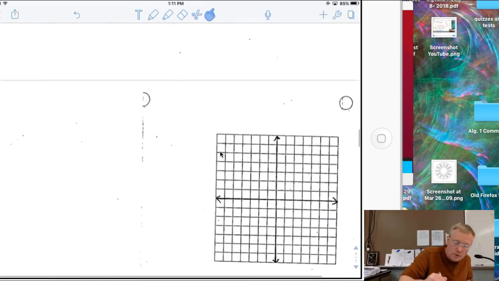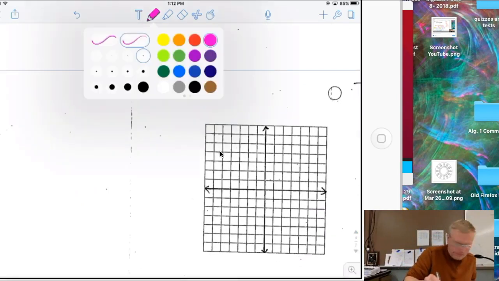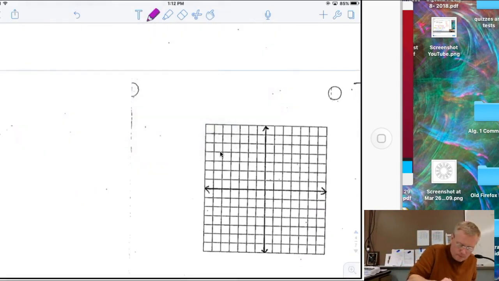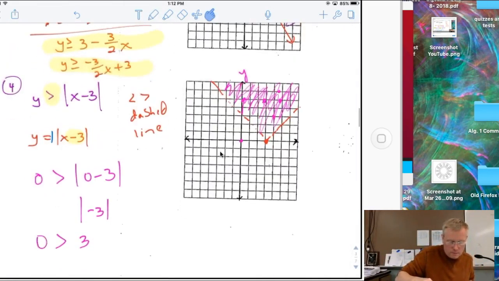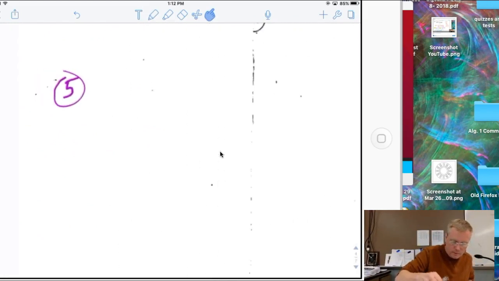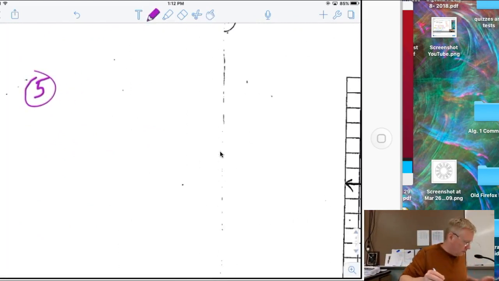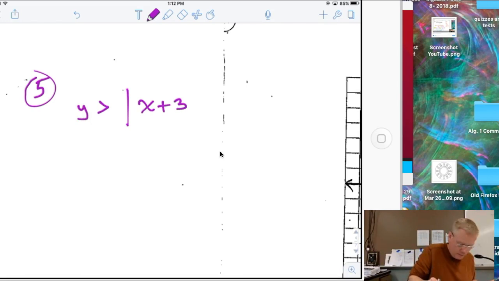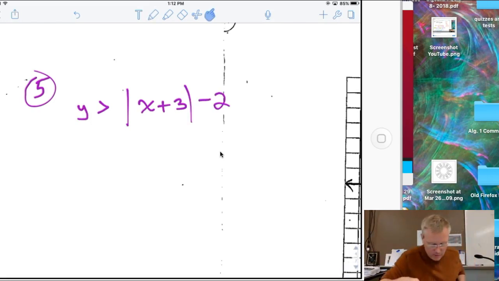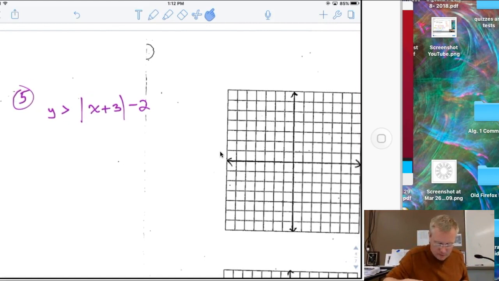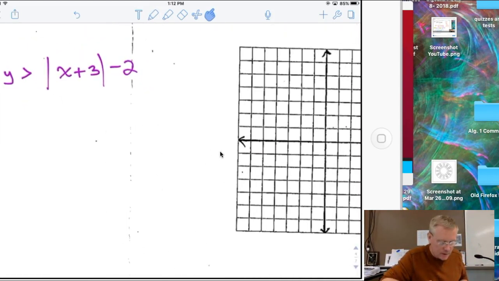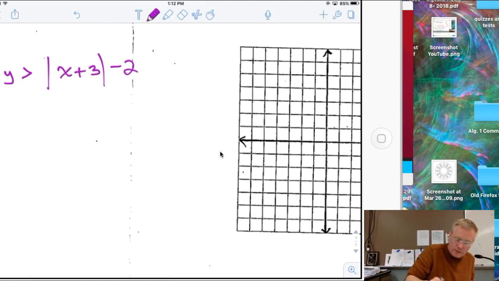We better do another one of those. Those are new to you guys, I think. Let's do y is greater than the absolute value of x plus 3 minus 2. All right. So, this one. Solid line or dashed line? Hopefully you can tell me right away that it's going to be dashed.